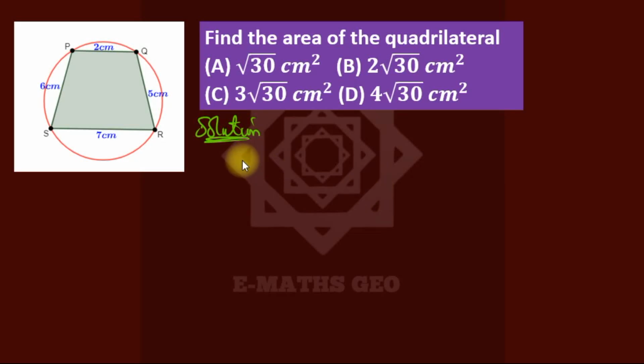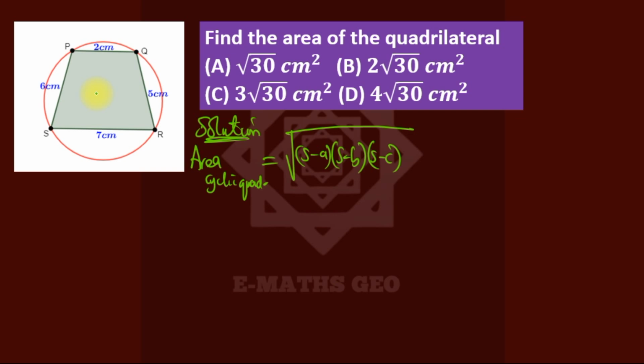Area of the quadrilateral. As you can see, this is a cyclic quadrilateral, and there is a formula for it: the area of a cyclic quadrilateral is always equal to the square root of (x minus a)(x minus b)(x minus c)(x minus d), where a, b, c, d are the sides and x is the semi-perimeter of the sides. So that's what you're going to use.